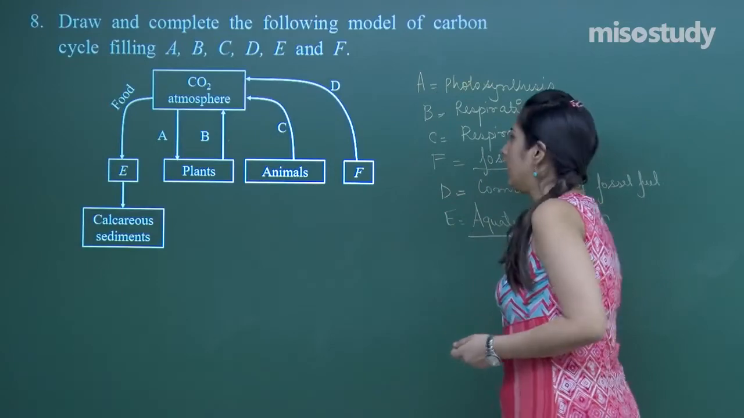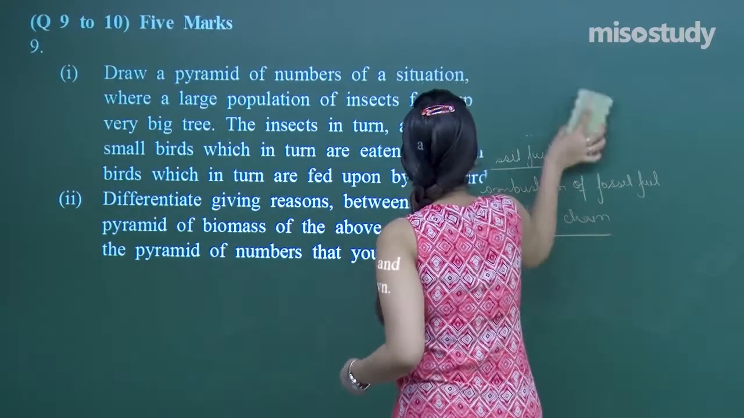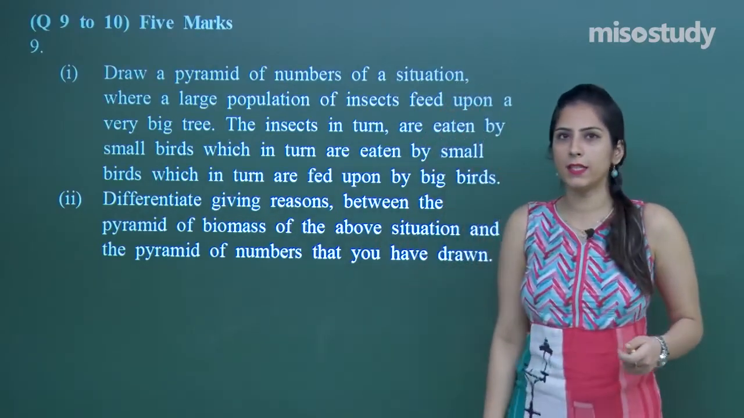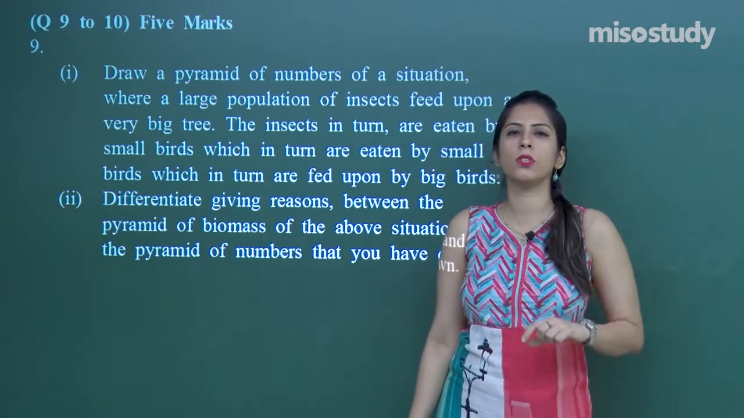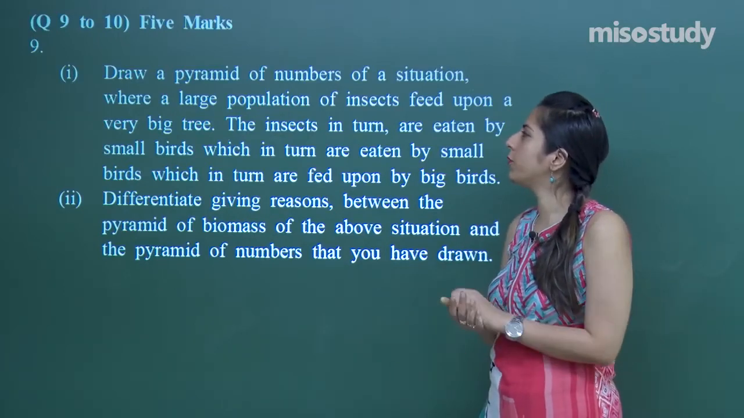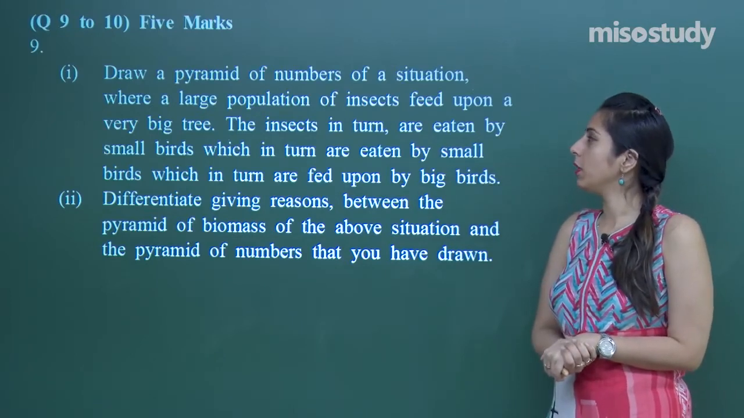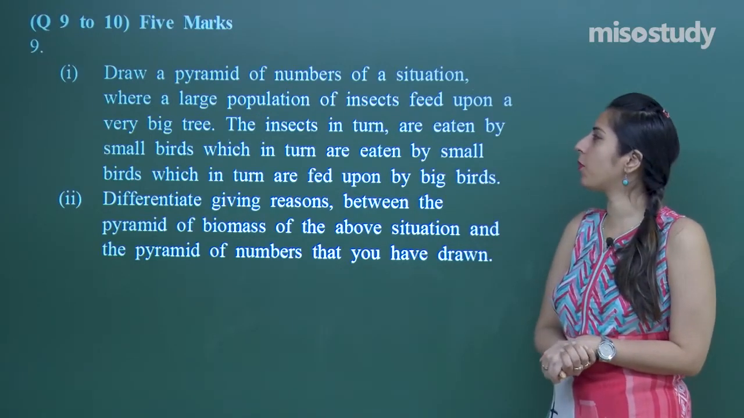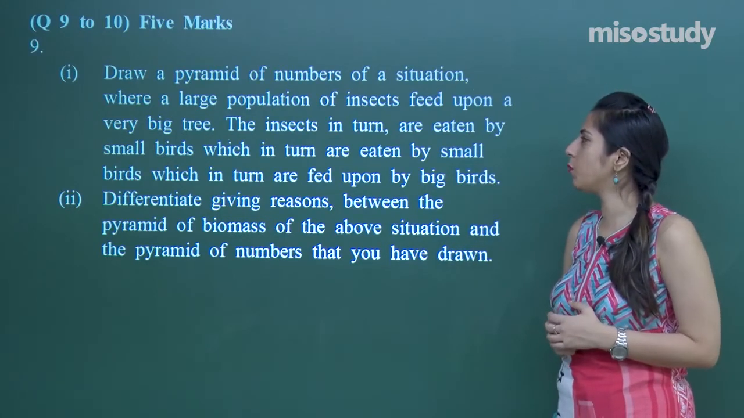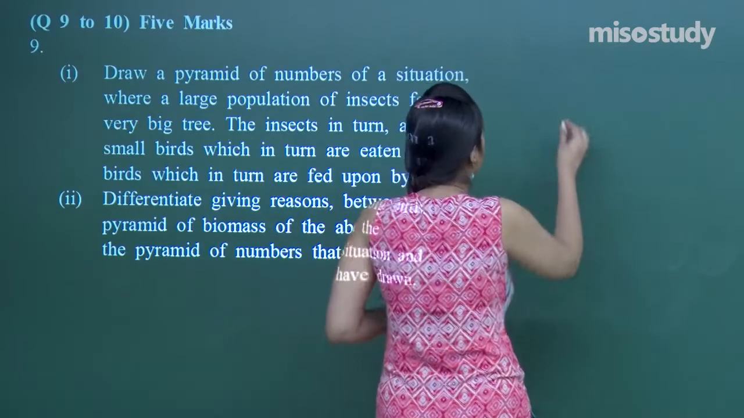Let us move towards the next question, question number 9. Questions 9 and 10, two questions are left. Both are of 5 marks each. Let us move forward with the first part of question number 9. Draw a pyramid of number of a situation when a large population of insects feed upon a big tree. The insects in turn are eaten up by small birds, which in turn are eaten up by big birds. Now, listen to this.